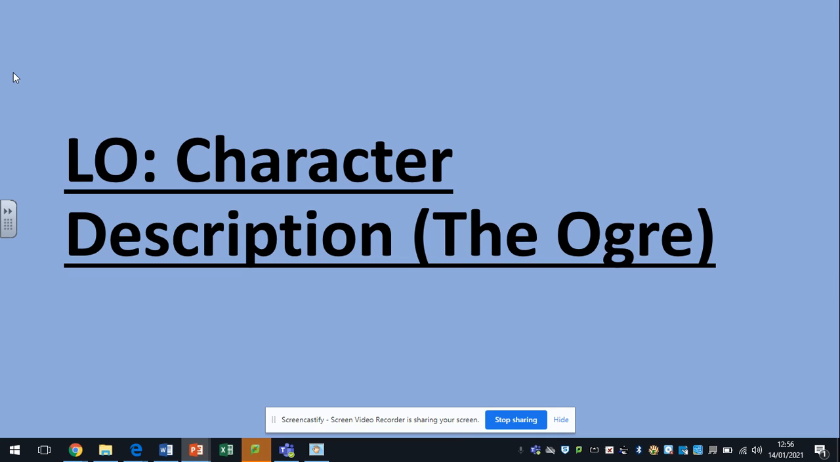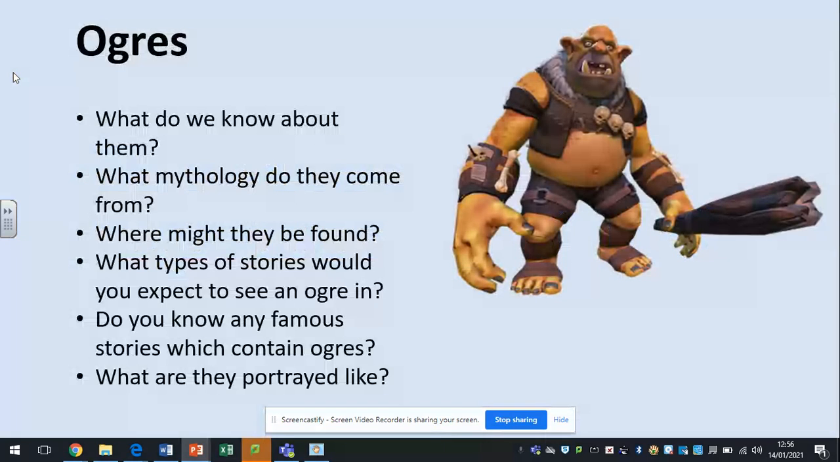Well, I say grammar, we're moving on slightly now to start applying some of your grammar knowledge. So our learning objective today is a character description on an ogre. So ogres, here's a nice pretty fella here.